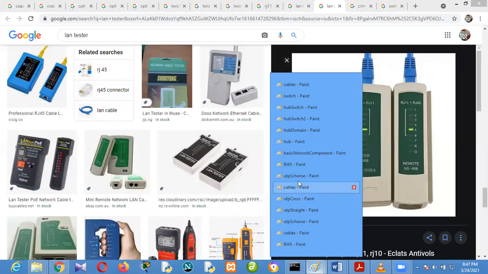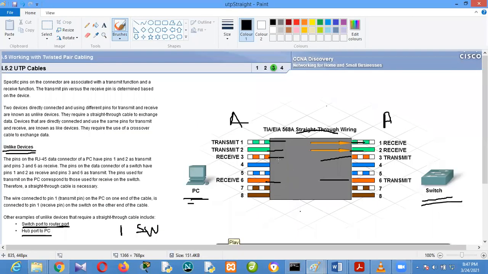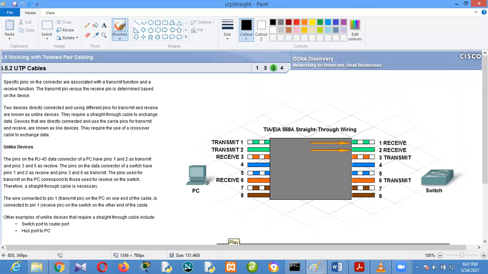LAN tester. Now for your exams, if they want to ask you a question on this, they will ask you question based on the numbers. You see that they are lined up 1, 2, 3, 4, 5, and all of that. They might ask if a PC is transmitting to a switch using straight through, it might transmit through pin 1 and pin 2, that is number one and number two. They might ask you which port will receive it.